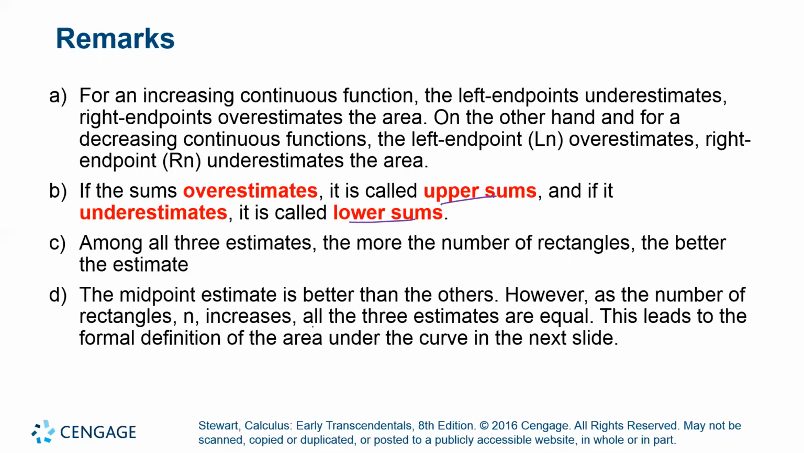And if it underestimates, it is called what? Lower sums. So among all the three estimates, the more rectangles we use, if we increase n to 5, 6, 7, or to 1,000, then the better the what? The estimate. That takes me to the fourth remark. The midpoint estimate is better than the others. However, as the number of rectangles n increases, all three estimates are equal. This leads us toward the formal definition in the next slide.